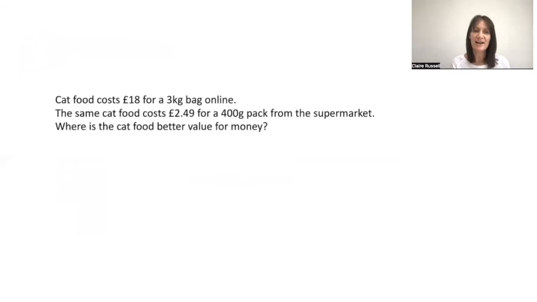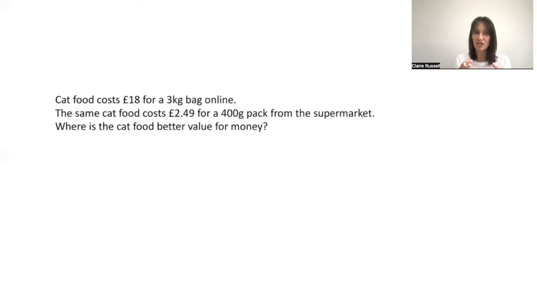All right, this is a calculator question, so please do use a calculator. Hit pause and press play when you're ready. Okay, so cat food costs £18 for a 3-kilogram bag online, and the same cat food is £2.49 for a 400-gram pack in the supermarket. And you've got to work out where the better value for money is. So we've got to be able to compare them, and we can compare them to any matching value.